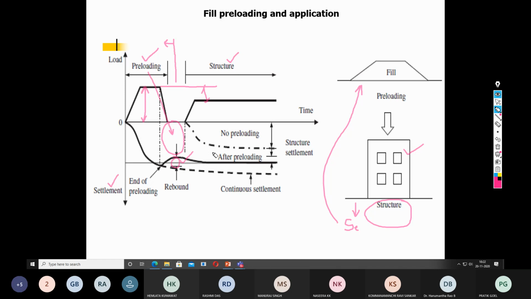What I mean to say is, the main purpose of any ground improvement technique is that it should mimic the consolidation settlement that is going to happen post construction of any structure, even before the construction of the structure. This is the primary purpose.